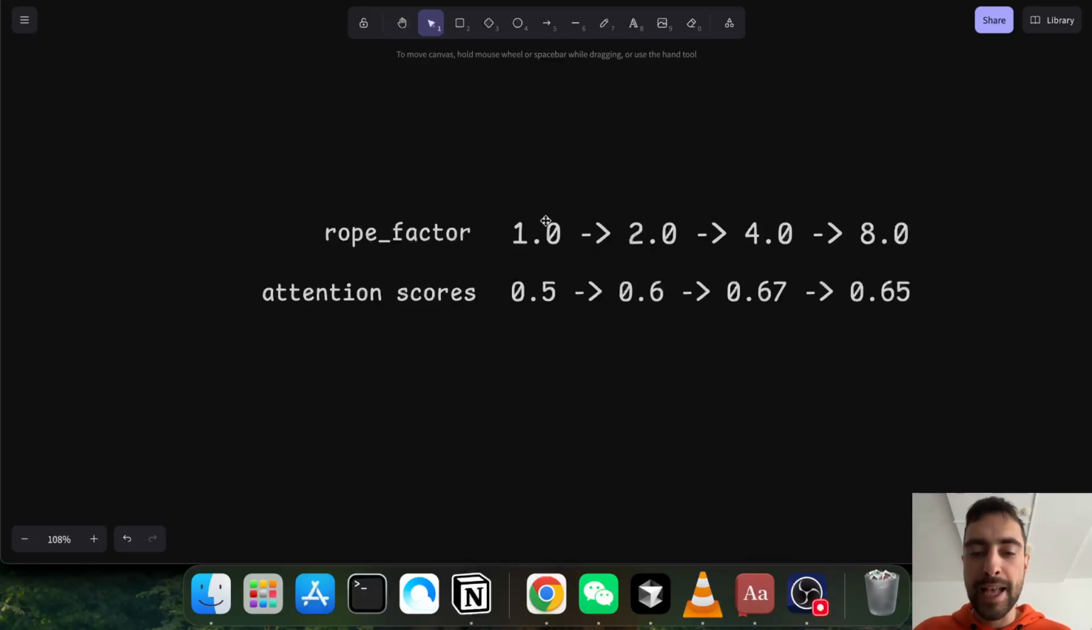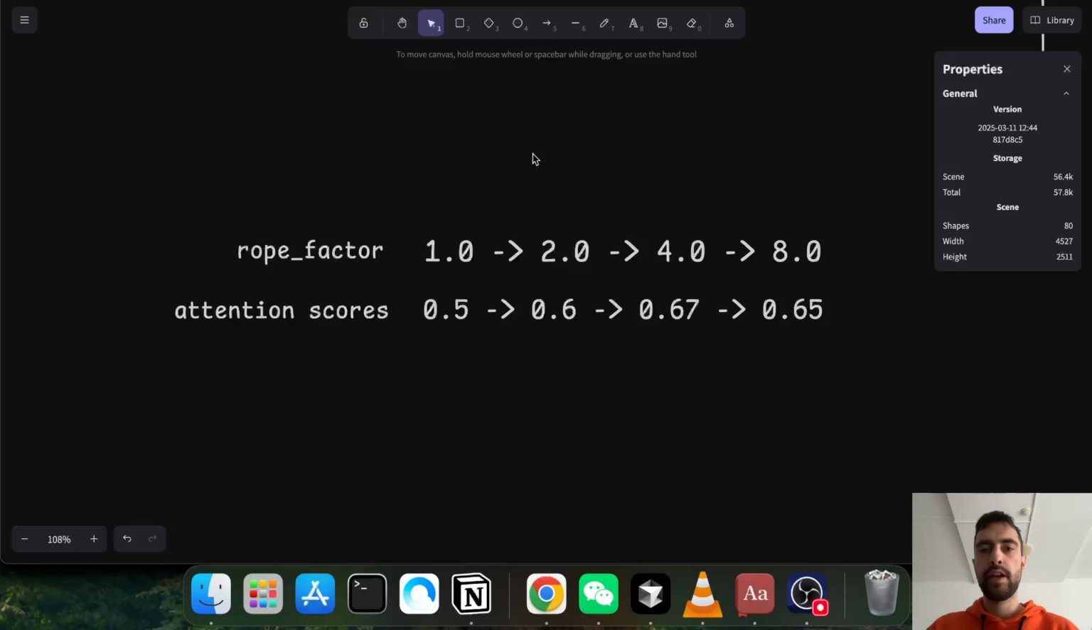But as rope factor doubles every time, the difference in scores does not become 2x smaller, it's increasing with diminishing returns. So first it's increasing by 0.1, then by 0.07, then by 0.02. So even though this is scaling multiplicatively, this is scaling maybe linearly or a bit differently, but the point is it's not scaling as fast as this. It's not doubling every time or something.